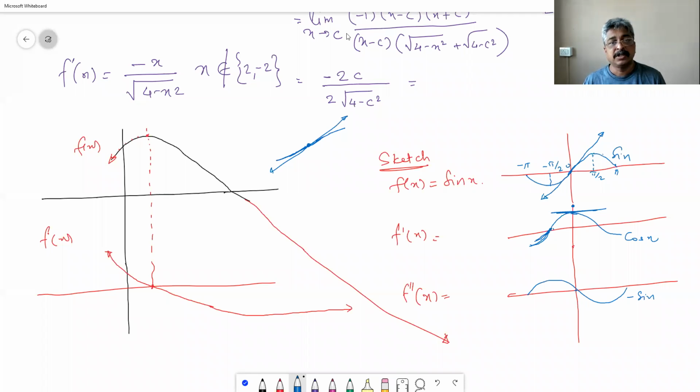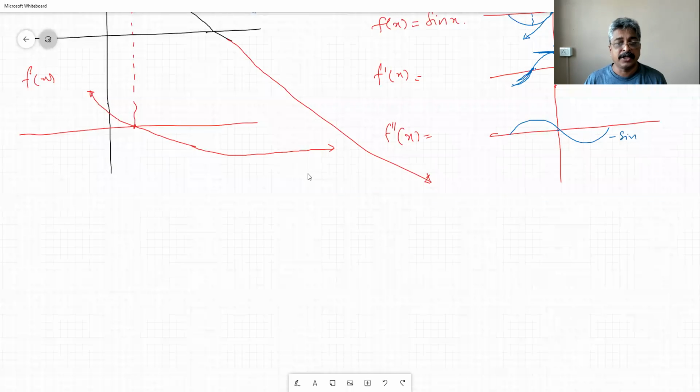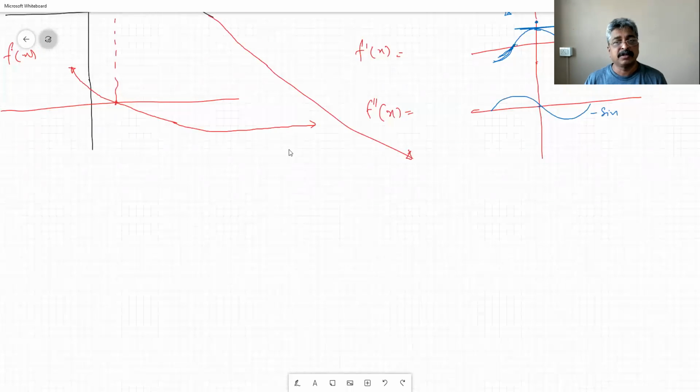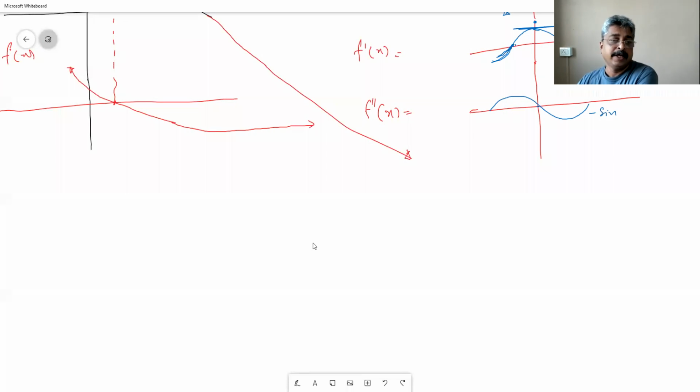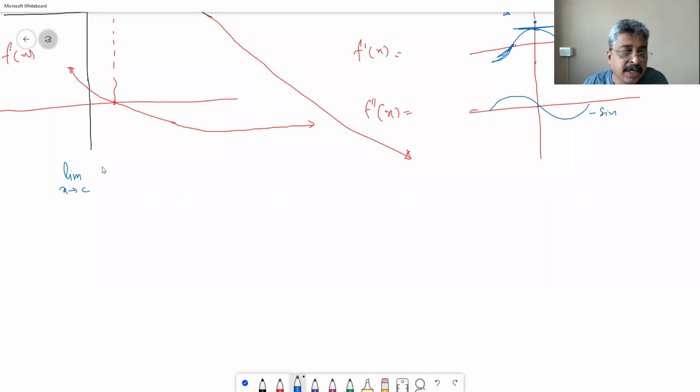Okay, like that you should practice for different functions, so that you have, I mean that is where it makes sense. When is it intersecting the x-axis? When the dash function intersects the x-axis, that means there is a horizontal tangent to the original function, something like that. We will make use of these facts extensively down the line, but presently this is just the introduction.